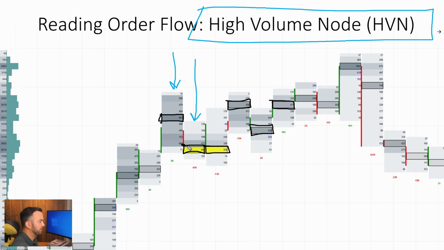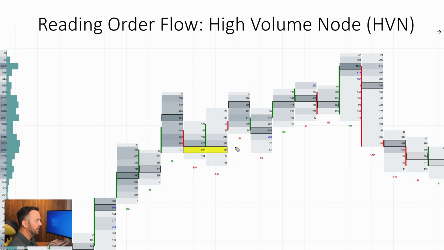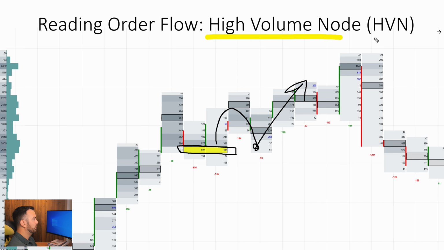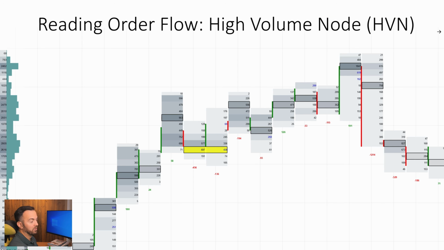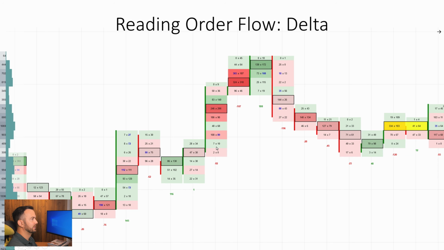Especially if you have, for example, those high volume nodes next to each other, like in here. My software highlights that in yellow, and it represents support or resistance. So, for example, in here there was a pullback to this double high volume node, and the price reacted there, right? So you want to keep track of the high volume nodes as well, because as I was saying, and I'll probably say it many times in this webinar, heavy volumes are important. Always keep track of heavy volumes.